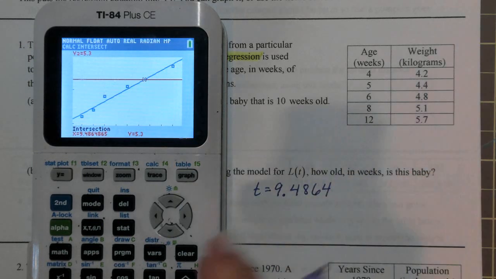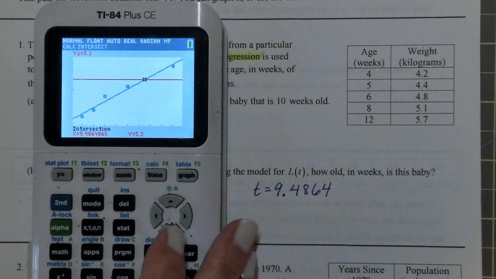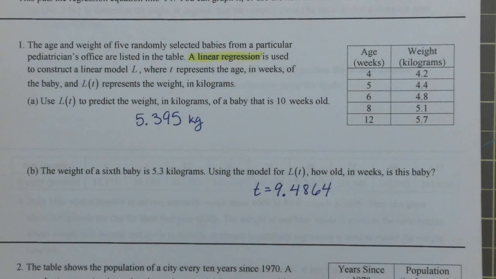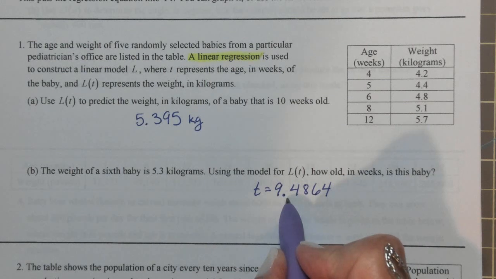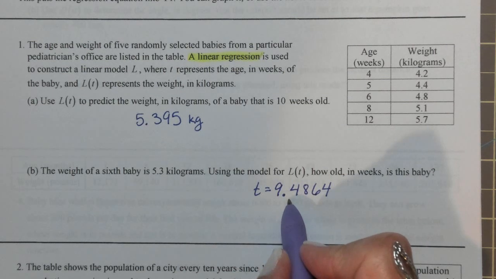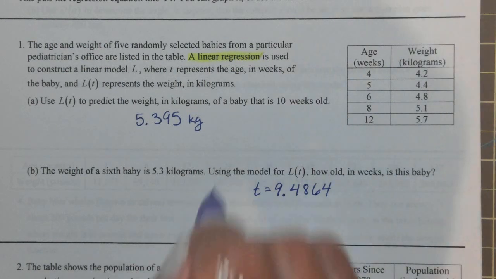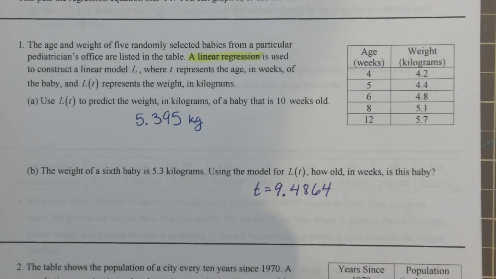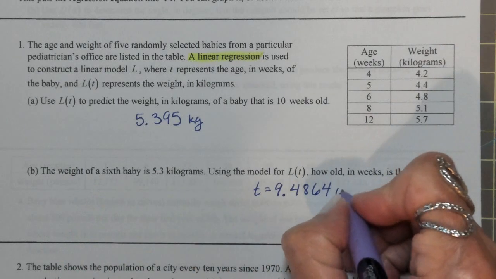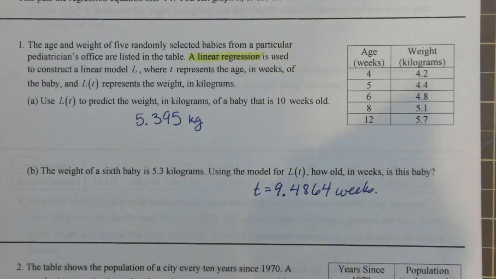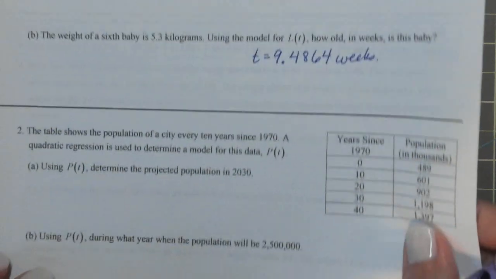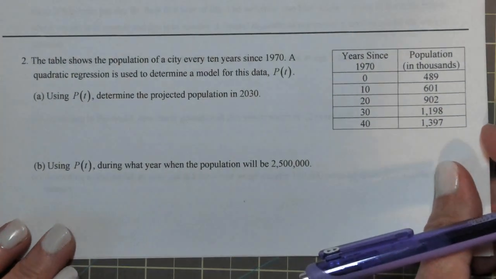9.4864. Remember that you need to give at least 3 values after the decimal point. At least 3 values after the decimal point. Every time, unless you are specifically told to round it somehow in the problem. Okay? Alright, let's try another one.